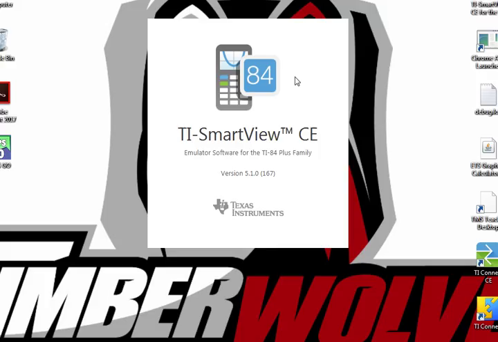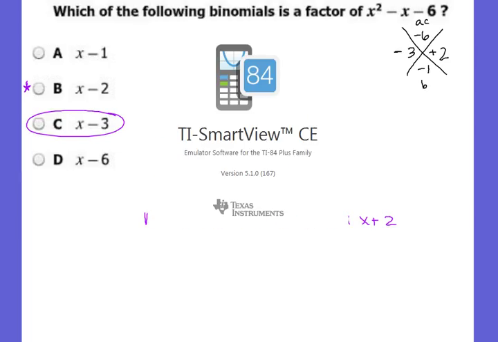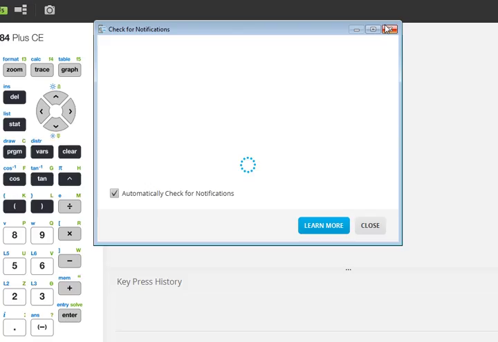So again, pull out a graphing calculator, go to your y equals screen, type in x squared minus x minus 6, and then hit the graph button while we wait for mine to pull up. So x squared minus x minus 6, we're going to type this guy in to the y equals screen.